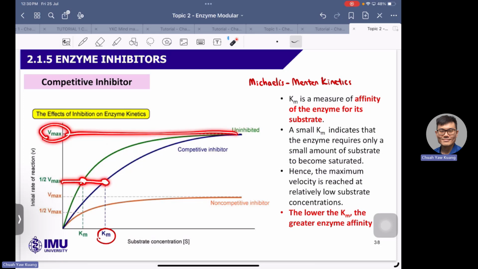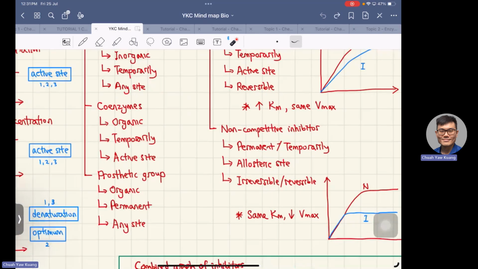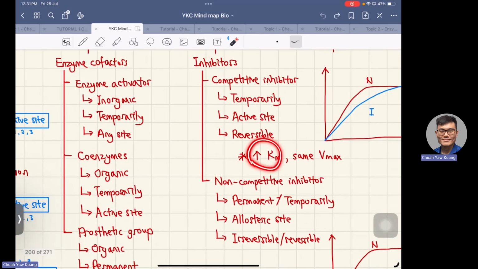For the green line, the uninhibited one, what is the Km? Lower, you see that? For the blue line with the competitive inhibitor, what is the Km? You see, higher. So that means it has increased the Km. So the competitive inhibitor is going to increase the Km, but has no effect on the Vmax. This is the key, and it has been jotted down in the mind map. You can see here: competitive inhibitor is going to increase the Km, but the Vmax remains the same. That is the key you need to remember.